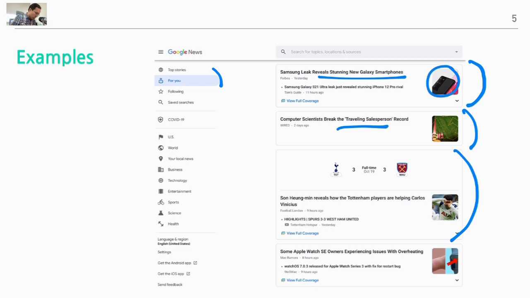Tottenham and West Ham had a game, and Son Heung-min scored, right? That is one of the clusters. And when you click this, you can see other similar news articles, and this is about the Apple Watch. Similarly, you can see another article. So we have 4 different clusters. This is from my Google News.